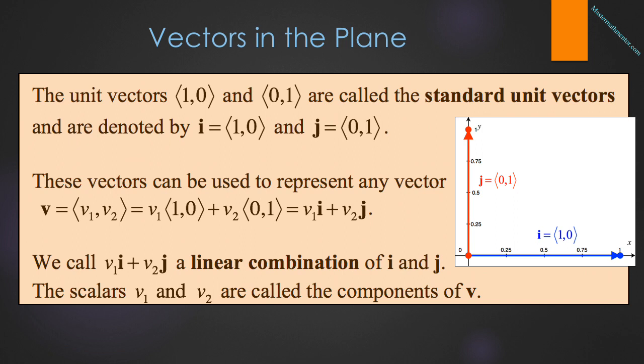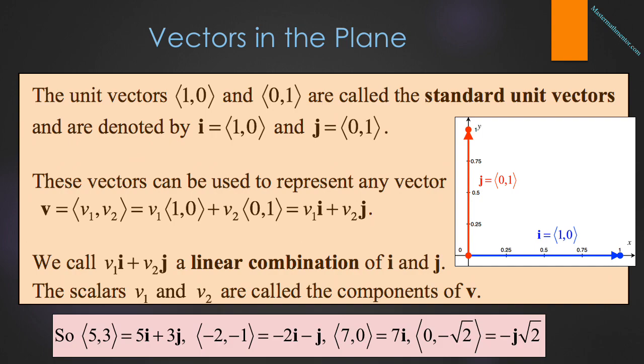This notation can be used to represent any vector. So if we have the vector v containing the components v1, v2, that can be written as v1 times the vector 1, 0 plus v2 times the vector 0, 1, which in turn can be written as v1i plus v2j. We call this v1i plus v2j a linear combination of i and j. The scalars v1 and v2 are called the components of v.